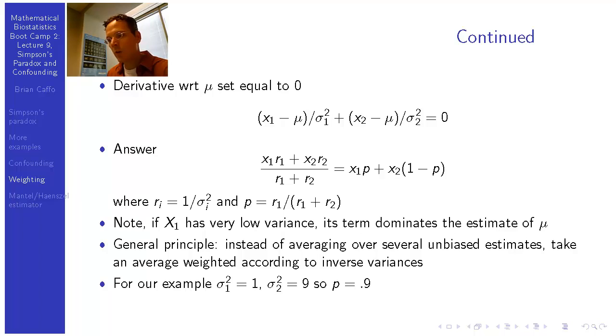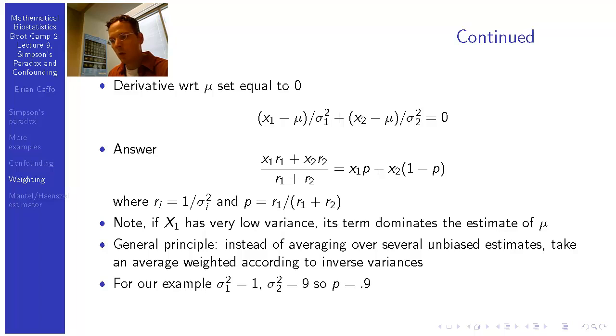So anyway, the general principle: instead of averaging over several unbiased estimates, take an average weighted according to the inverse of the variances. And this is so ingrained in statistical practice now that people do it without thinking. They don't go through this exercise of deriving maximum likelihood equations.